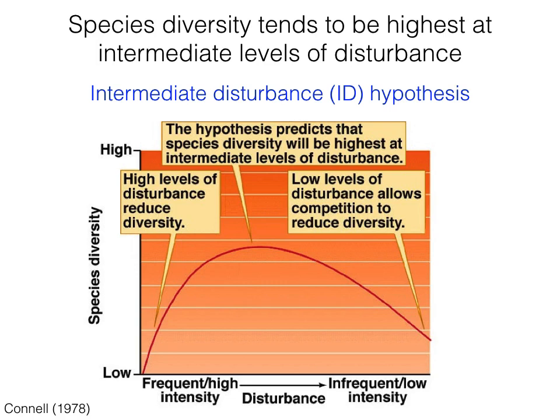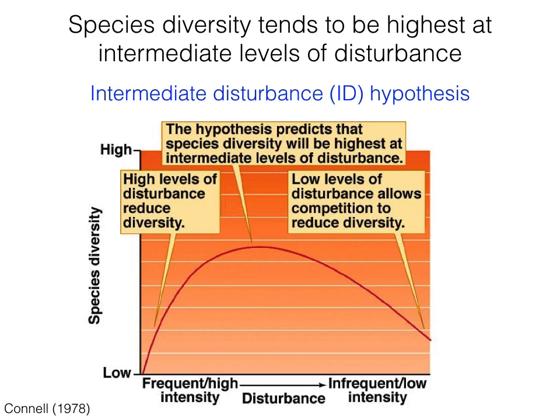The graph shown here illustrates that, and along the x-axis is shown the frequency or intensity of disturbance from very, very frequent or high intensity disturbances on the left, and on the right, very infrequent or low intensity disturbances. And in the middle, these are considered sort of intermediate levels of disturbance. On the left, where we have very high frequency or high intensity disturbances, those high levels reduce diversity, again, because not many species can tolerate high intensity or high frequency disturbances.